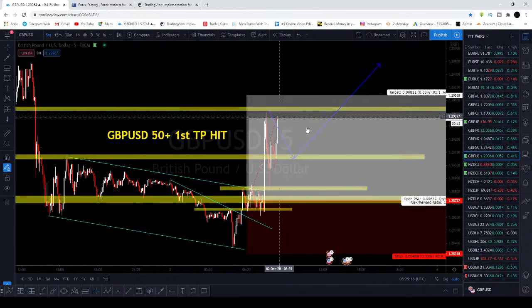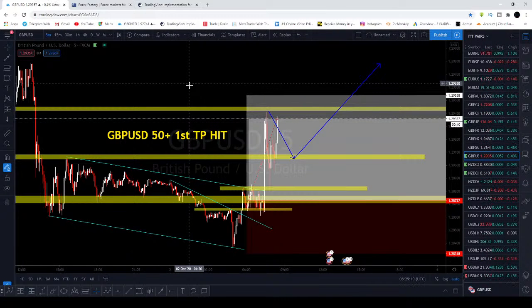So GU is gonna hit our second take profit. Hopefully, that's what I'm expecting, and that's what I'm waiting for from this GBP USD. Come on, GU, let's go, man. I need a second take profit hit. That's what I want. Come on, let's go, man.